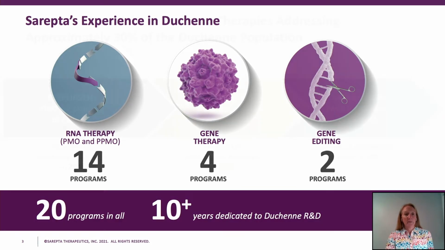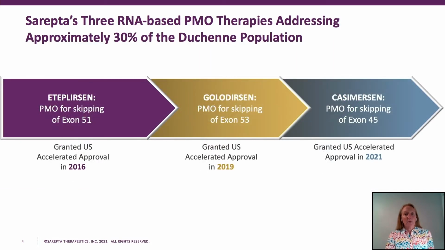Next slide. 3 of our PMO programs have been approved by the FDA in the US under accelerated approval. They aim to restore production of truncated dystrophin and slow disease progression. Ataluren is a PMO designed to skip exon 51. It was the first therapy approved in the US in 2016 to treat Duchenne and is intended to treat about 13% of the Duchenne population.